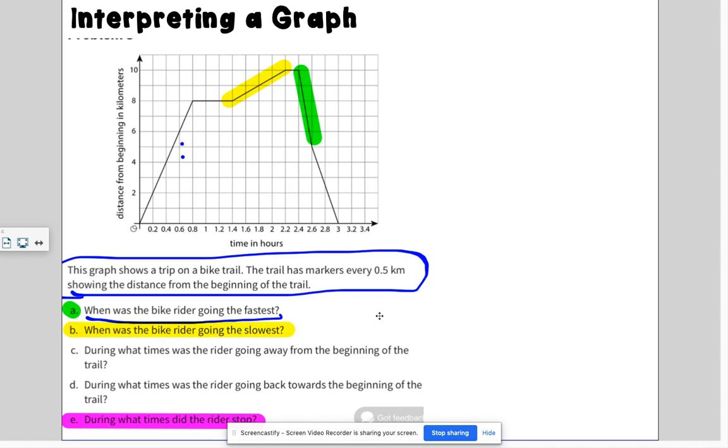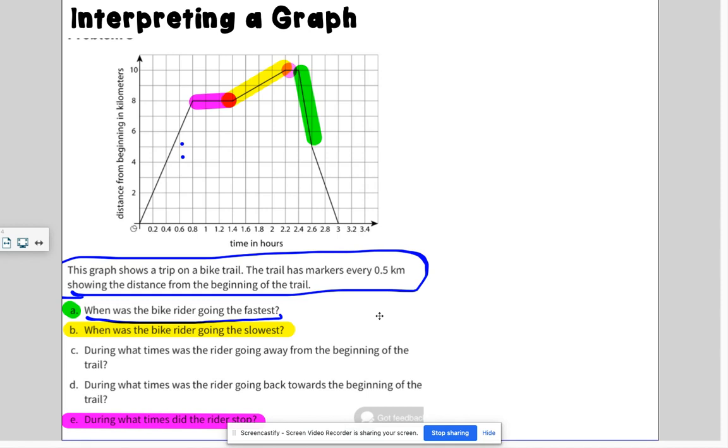Okay. So next, actually let's cover E while we're at it, because we already kind of covered it. At what time did the rider stop? We can see that the rider stopped for this interval and for this interval right here. They're actually just staying in place because their distance isn't changing even though time is changing.